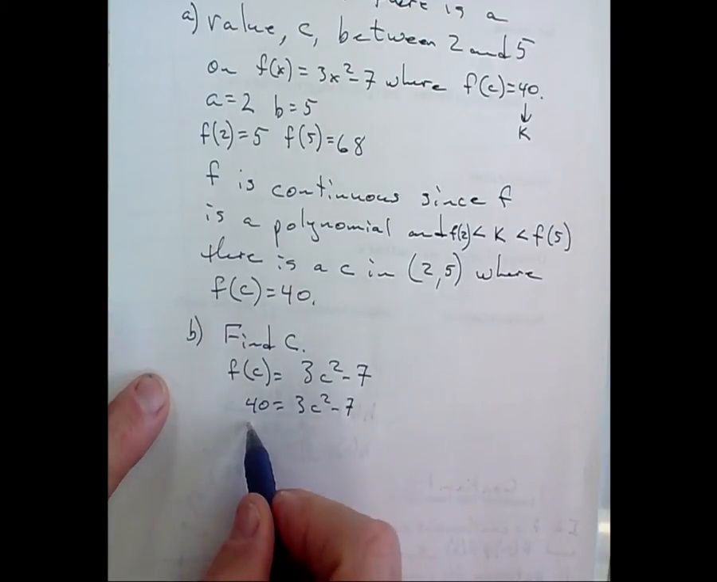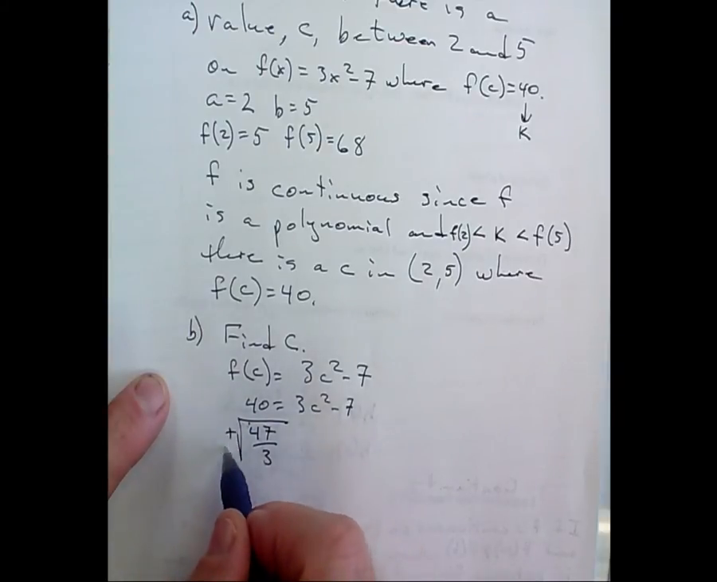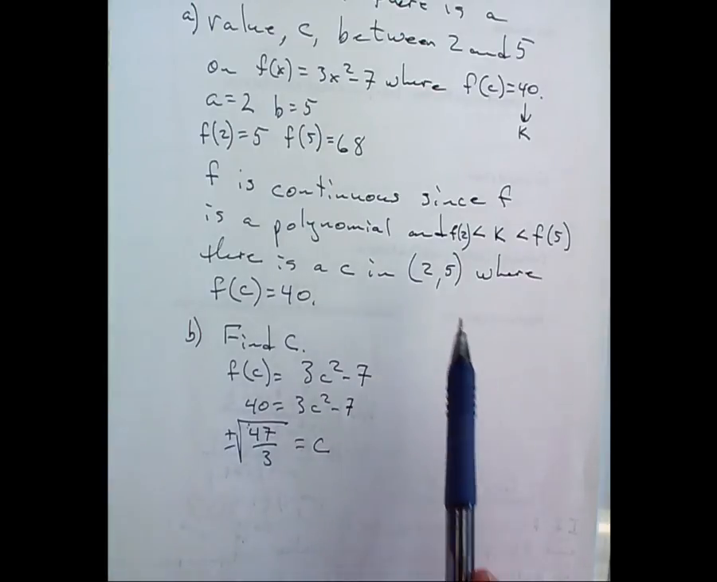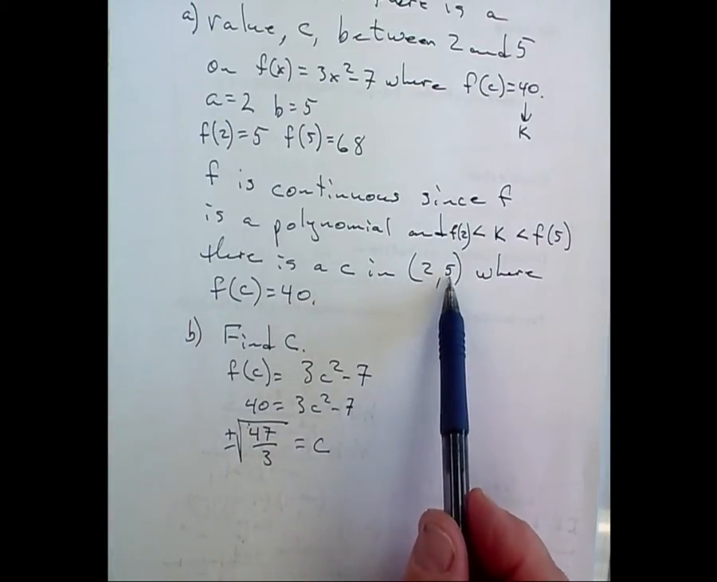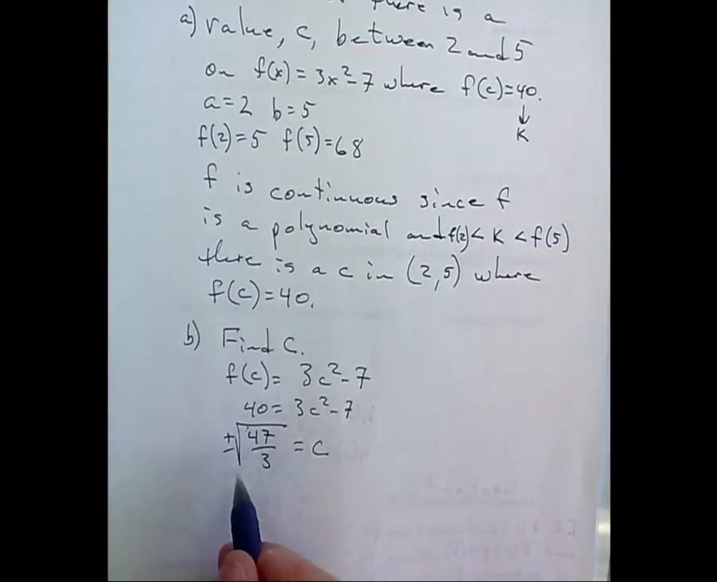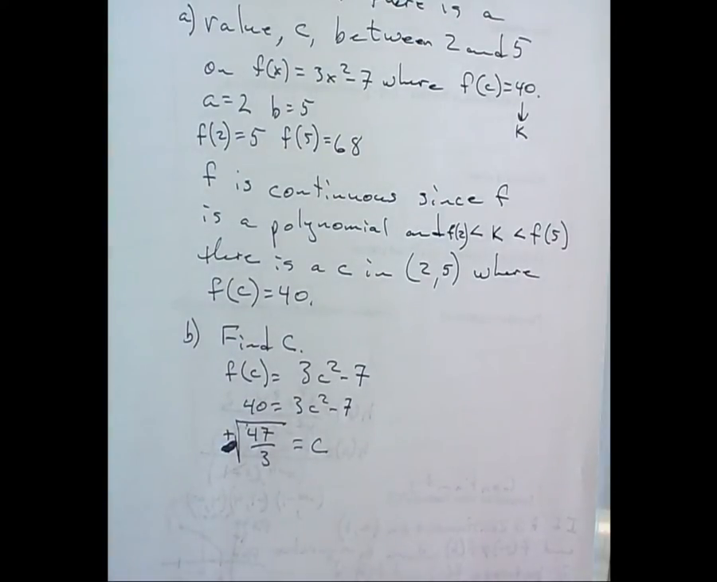So I get plus or minus the square root of 47 over 3 equals c. Does everybody understand the math I did on that? I added 7, I divided by 3, I took the square root. It comes from the quadratic equation, so I should have 2, except negative is not between 2 and 5, is it? Correct? So this is what I do. There. And guess what? That's as much work as I do.